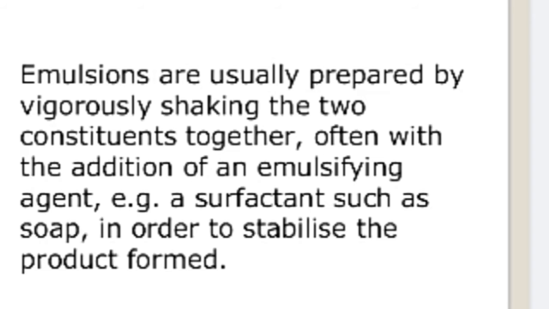One of the important types of colloids is emulsions. Emulsions are usually prepared by vigorously shaking the two constituents together, often with the addition of an emulsifying agent. An emulsifying agent protects the colloid so that it remains a colloid and does not become a suspension or precipitate. It avoids precipitation, and that is why it is called an emulsifying agent. We can use a surfactant such as soap in order to stabilize the product formed. These are also called emulsifiers.